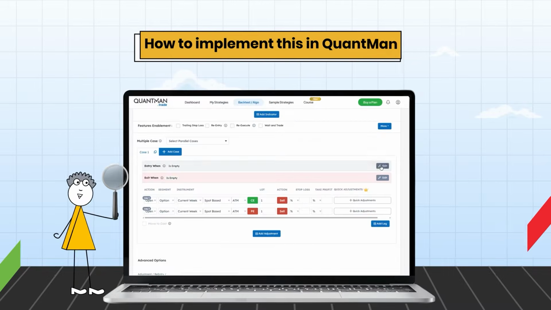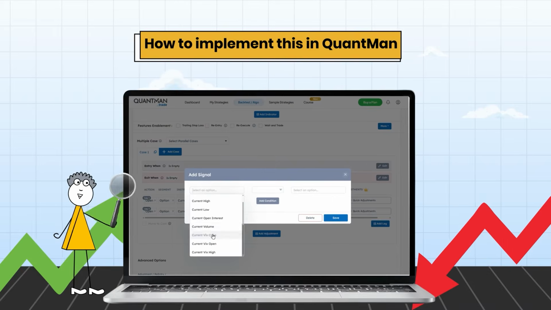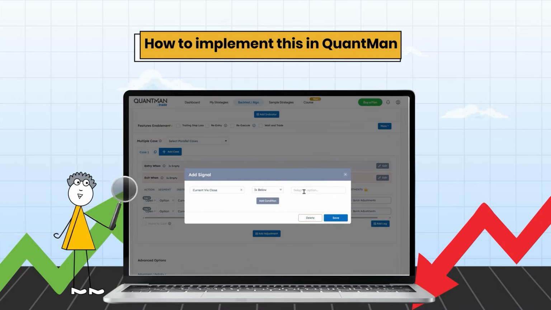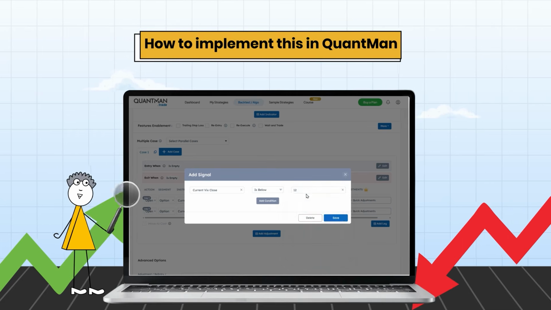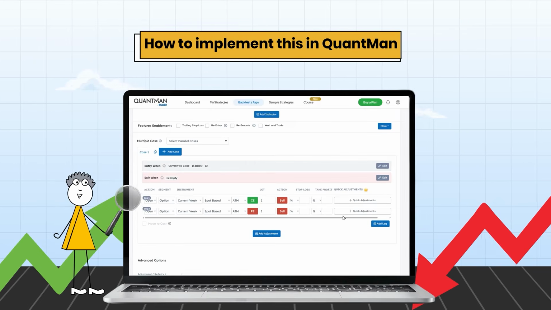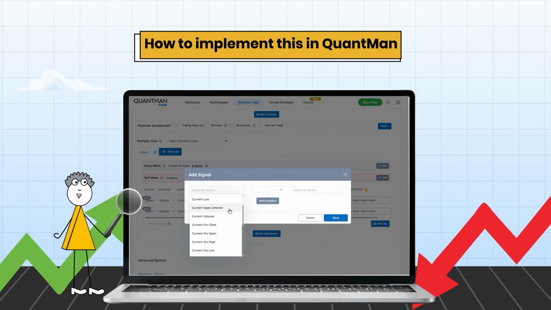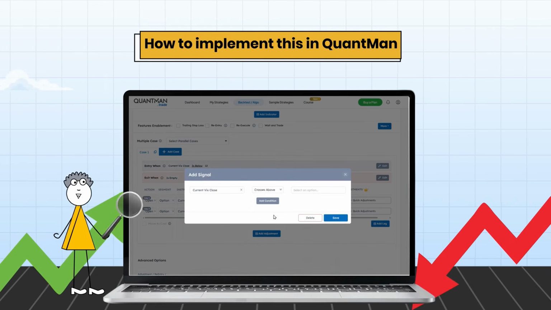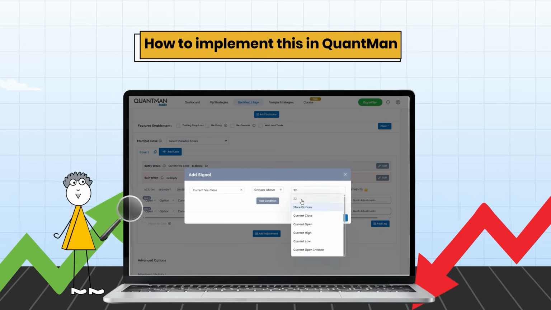You can set an entry condition to trade only when the VIX is below 12. This ensures you are entering during the calmer periods. Not only the entry rules, you can set an exit condition to close your trade when the VIX crosses above 22. This protects you from sudden spikes in volatility that could erode your profits.